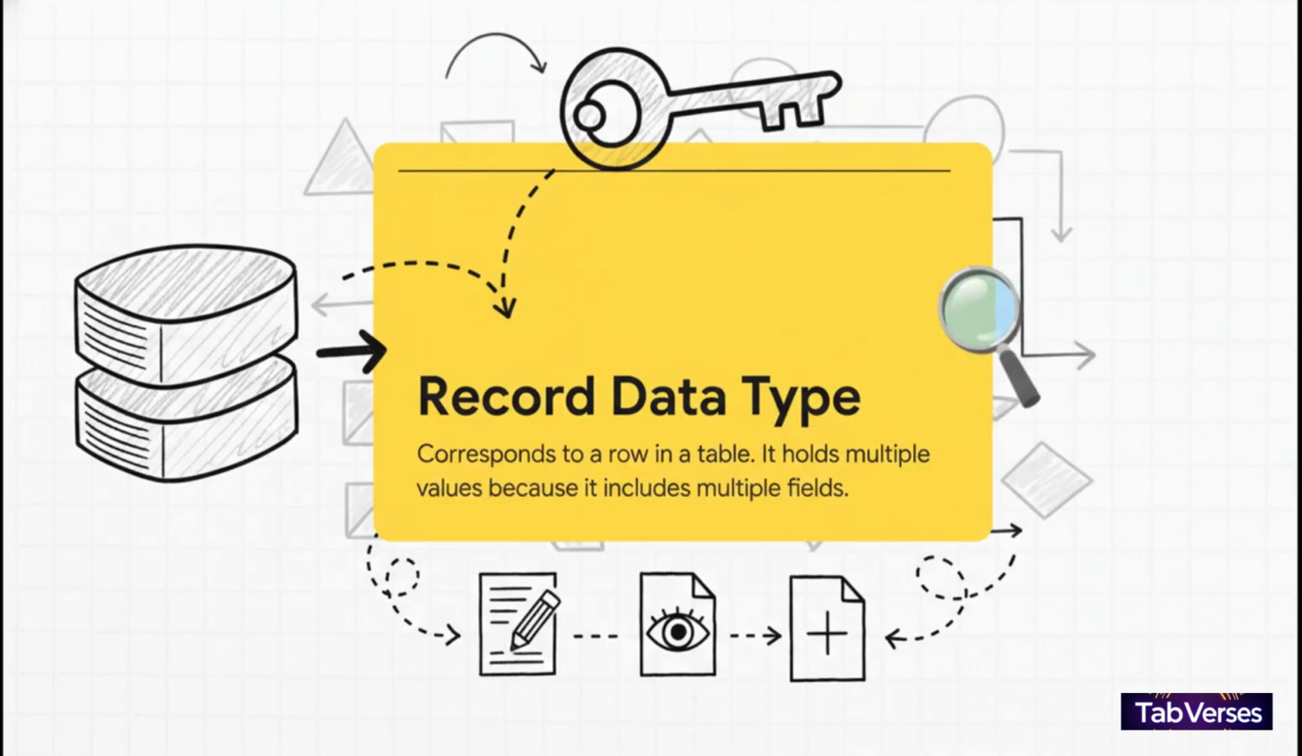Now, if you only remember one complex type from this entire explainer, please make it this one, the record. A variable of type record is your gateway, your key to interacting with data in any Business Central table. It lets you read data, modify it, create new records, all programmatically.